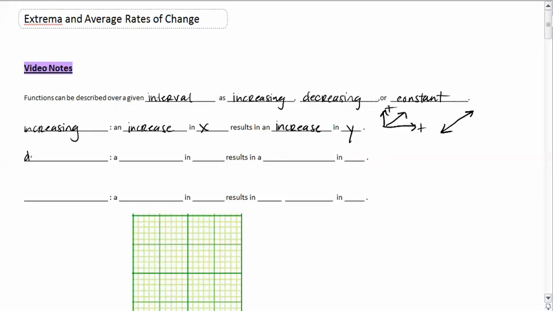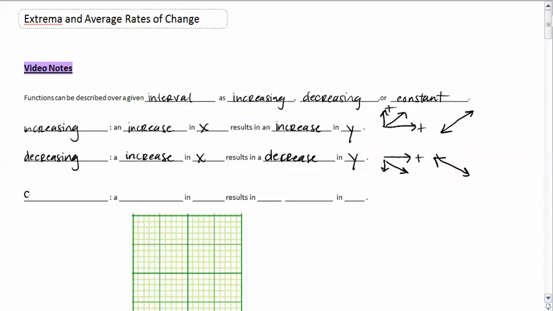A decreasing function means that an increase in our x results in a decrease in our y. So as we increase x, x gets bigger, y gets smaller, right? So our function looks like this. We have functions that go this way.